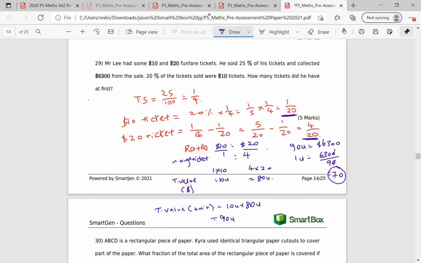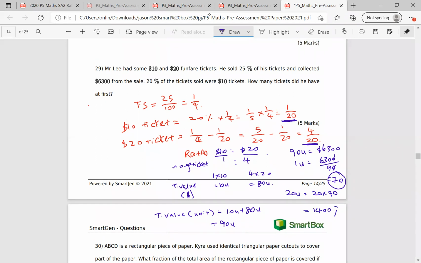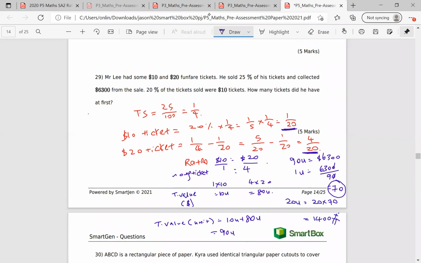So our total number of tickets, the denominator, is 20 units. So 20 units is equal to 70 times 20, which is 1,400. So this is the number of tickets that Mr. Lee had at first, before selling anything.